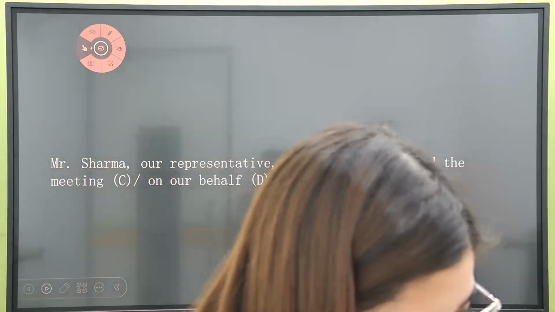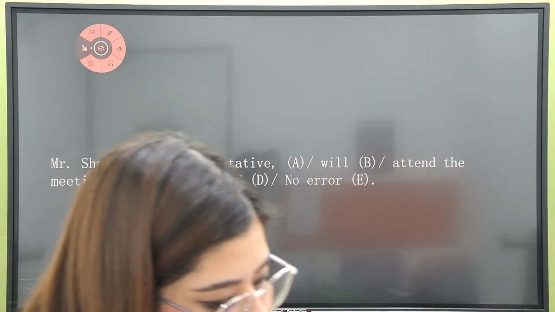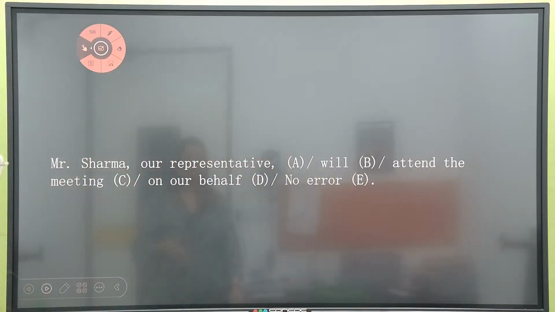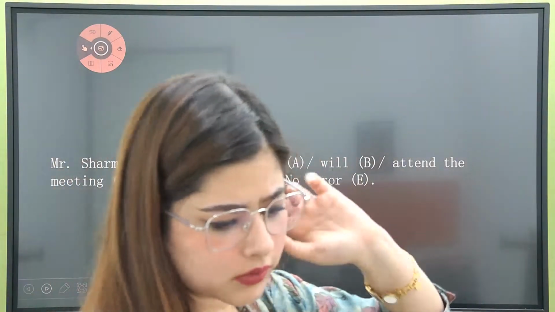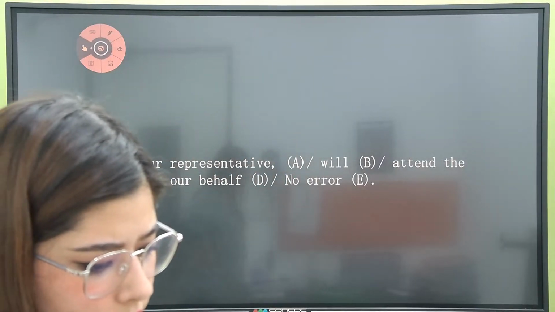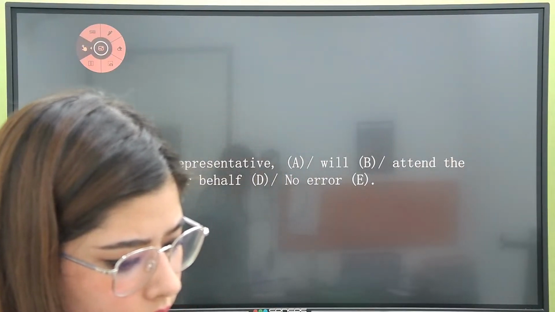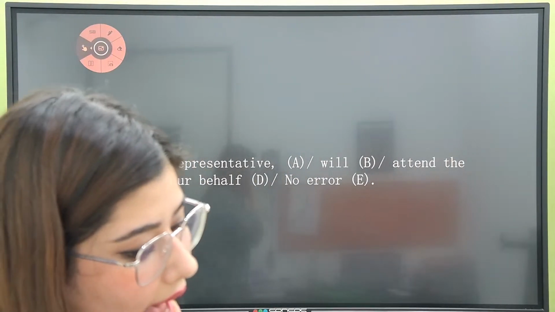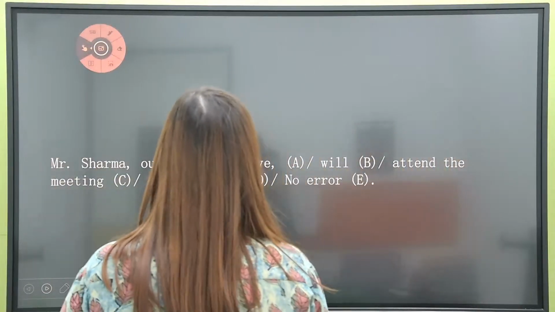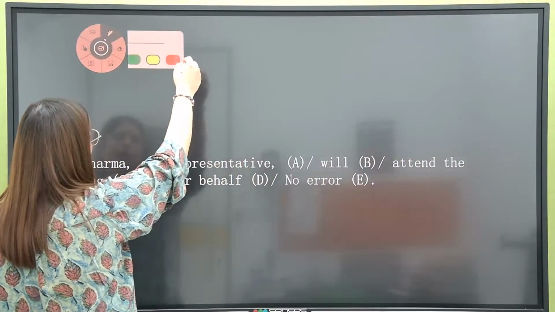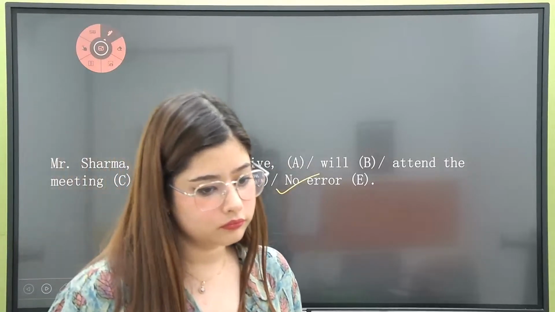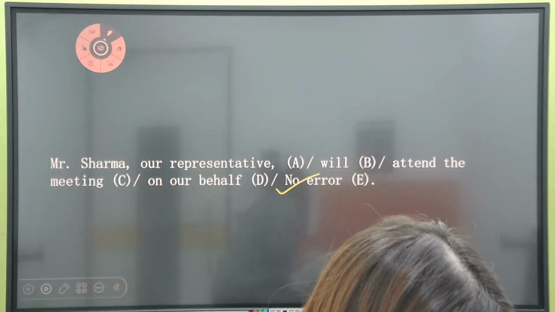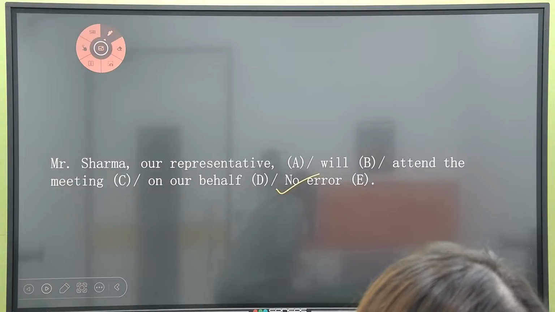Yes. Will attend the meeting, what is the problem? It's perfectly fine. The sentence has no error. Good Parthav, good Shaurya.